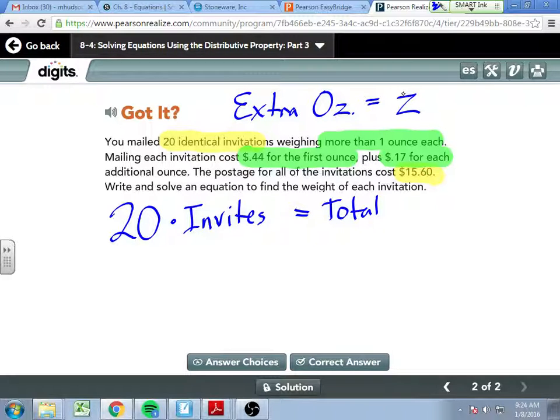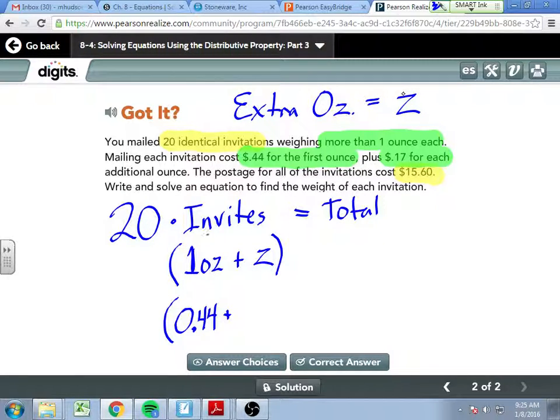Now my invites have a weight, so they're going to be 1 ounce plus the extra ounces. But this first 1 ounce, do I know what that first ounce costs? Yeah, what is it? It's 0.44. So instead of putting 1 ounce, I'm just going to put 0.44. I'll leave this here and then I'll work below it. My first ounce costs 0.44. What does every ounce after that cost?